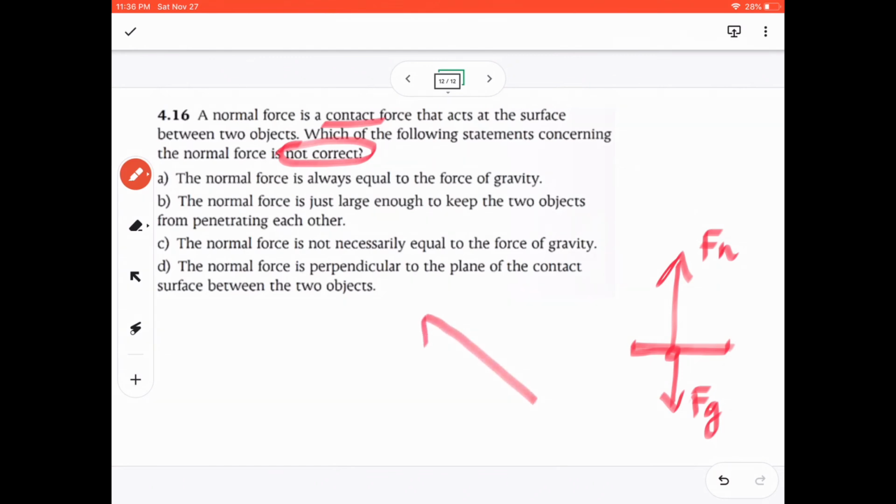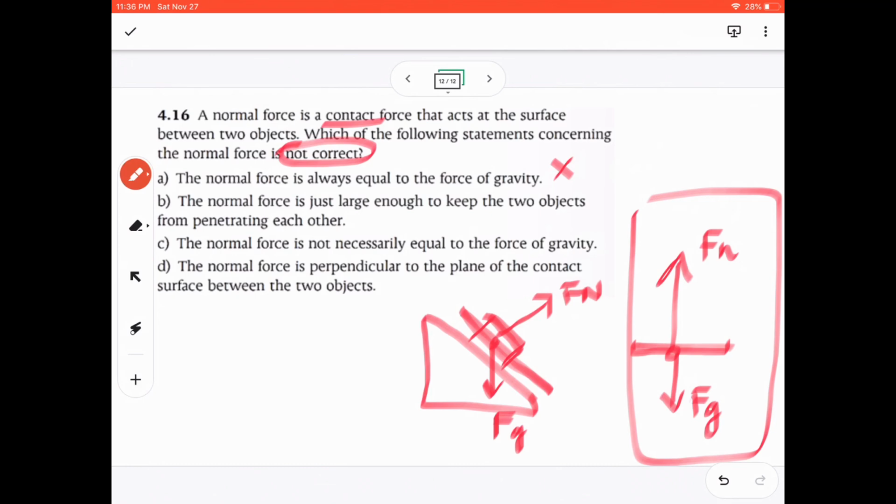But how about if it's on an incline? The Fg over here is this way. This is your Fg. But the normal force is this way, Fn. Why? Because Fn is always perpendicular to the point of contact. And that is not the same direction as Fg in this case. So letter A is wrong, because in some cases, yes, they are equal, but in other cases, like the case I just drew, they are not equal. The normal force is just large enough to keep the two objects from penetrating each other. This is correct. The normal force is not necessarily equal to the force of gravity, as I have explained. And the normal force is perpendicular to the plane of contact. Yes, the normal force is always perpendicular to the plane of contact. So the answer for this question is letter A, because that is the not correct statement.